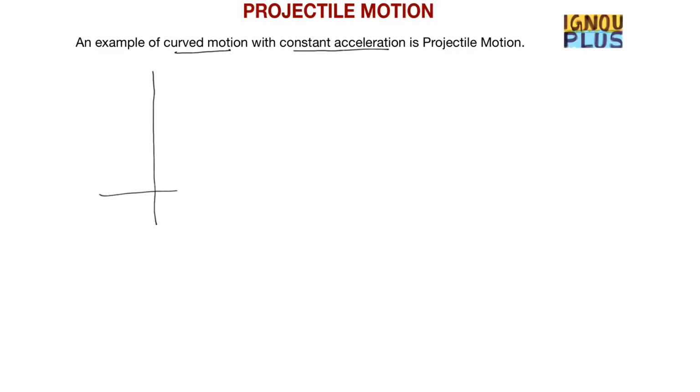So let us draw the graph of a projectile motion. What happens? An object is thrown up and then it comes down. That object which goes up and comes down is called a projectile because it is projected. Now, what kind of motion is this?